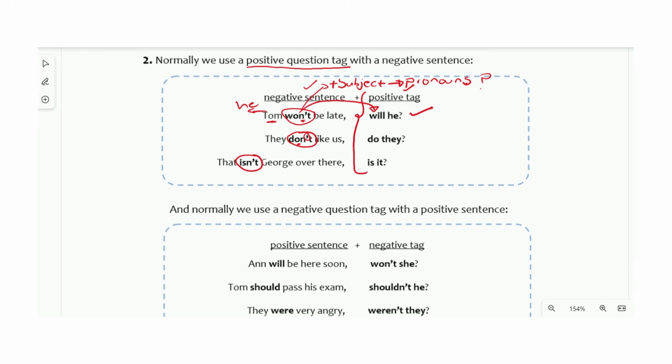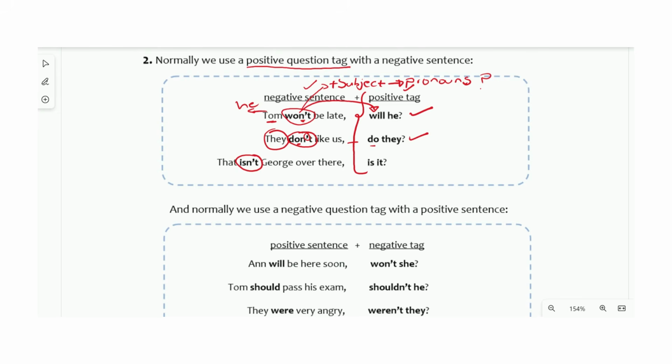So if it's not contracted, you know that ultimately it becomes a positive question tag. When we add a question tag here, it's going to be "do." We change "don't" to become "do" into a positive, and then our object here is "they." Remember, it's always auxiliary plus an object, plus the subject of the sentence. So it's going to be "do they." It's a positive question tag.